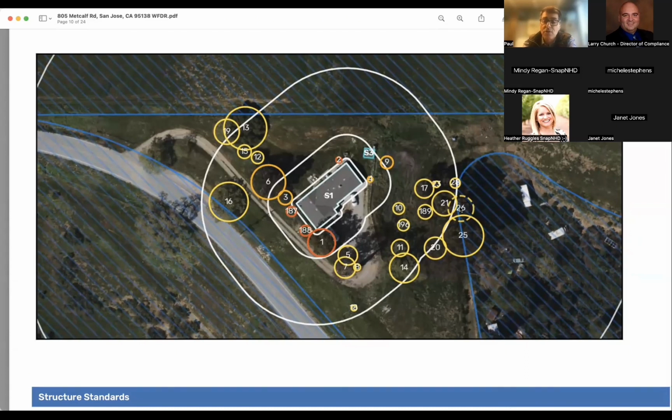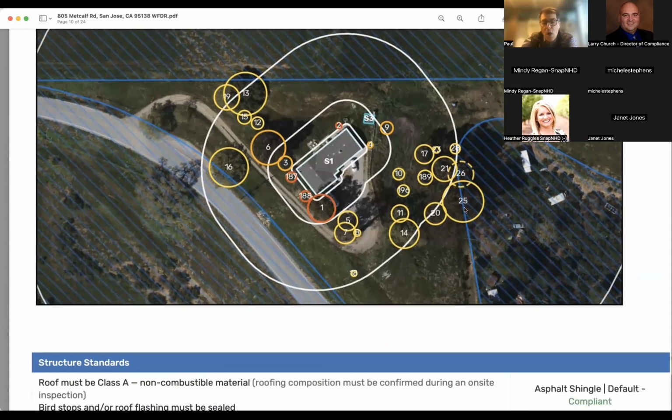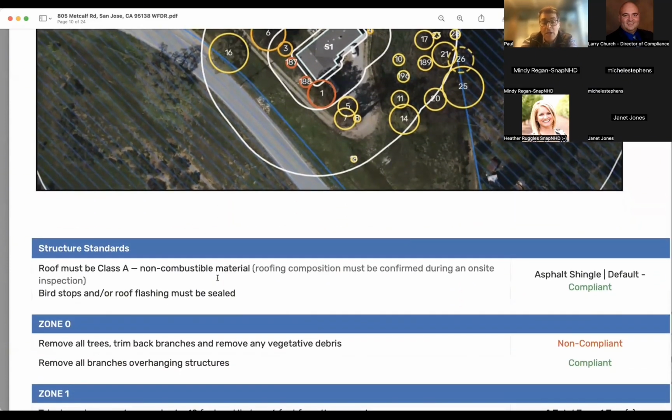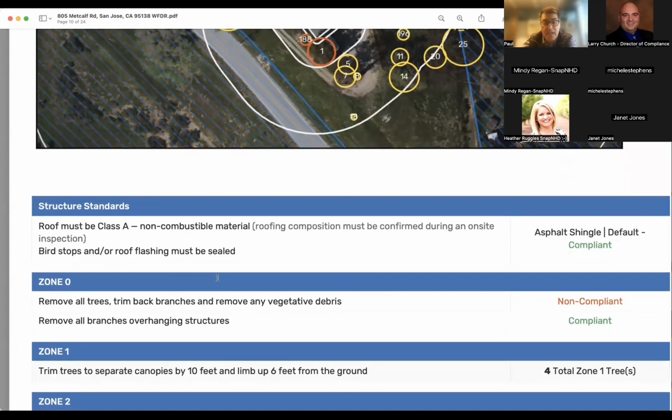Interestingly, this tree 26, if you can see it, has a dotted line. That is an off-parcel tree. While its branches extend onto the parcel, the tree itself is off parcel and therefore is not subject to AB 38. So all of that data is here. It's presented as data and then laid out in the context of AB 38.